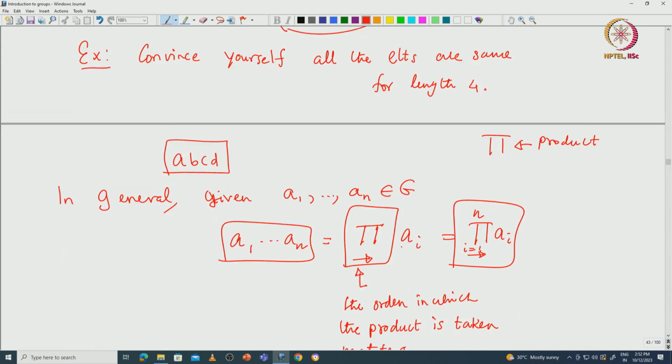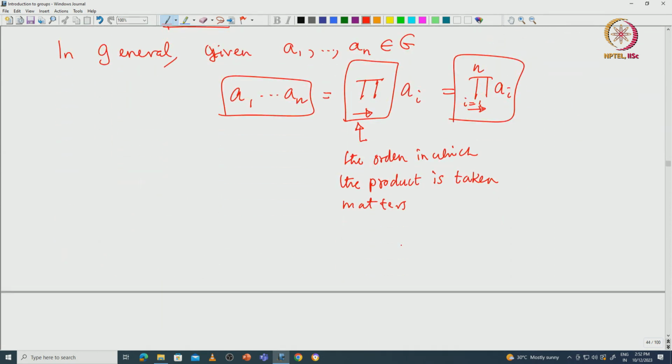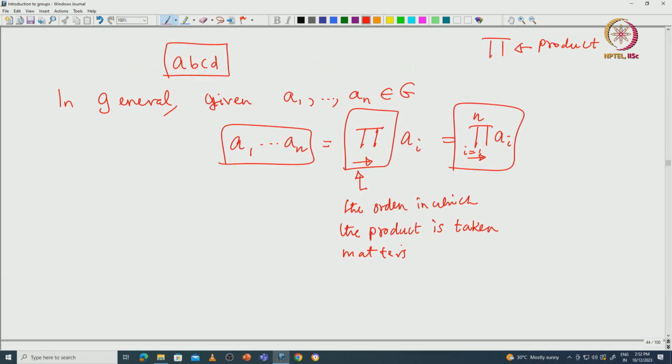So these are some basic properties that I wanted to discuss today. I will stop here and continue with more properties in the next lecture. Thank you.